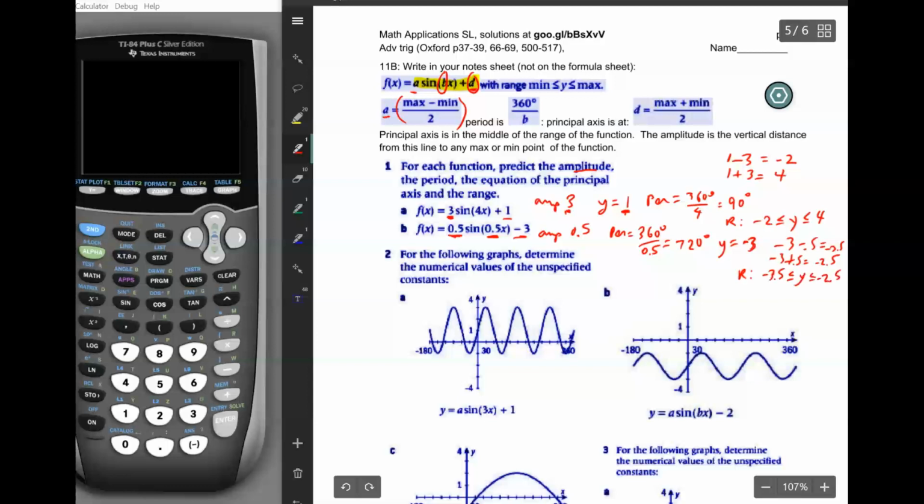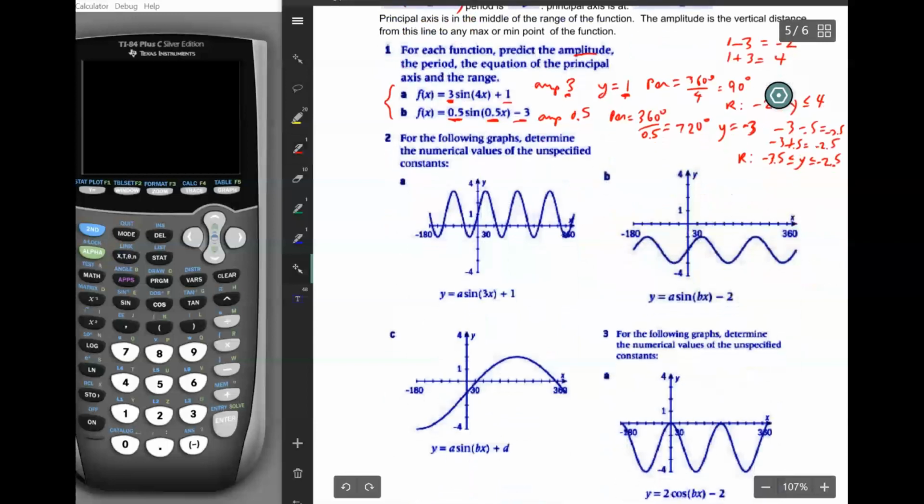Okay, so that's the information about these two. I know that's a lot of information. I think that as we look through the next problems, it'll help you understand what A, B, and D are, what amplitude is, etc. Okay, let's look at the next ones.